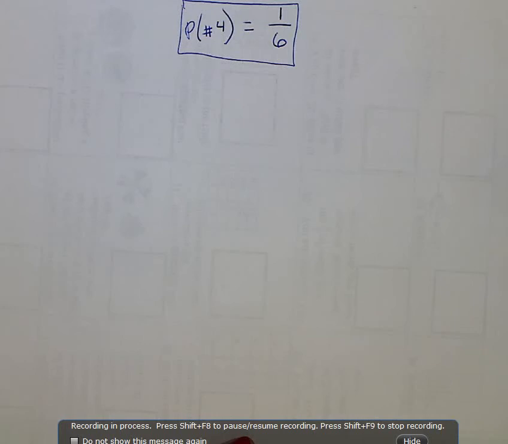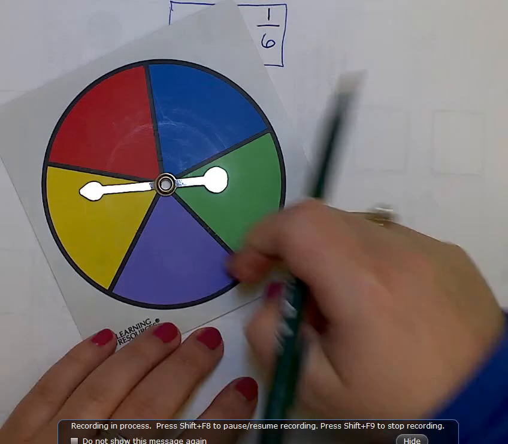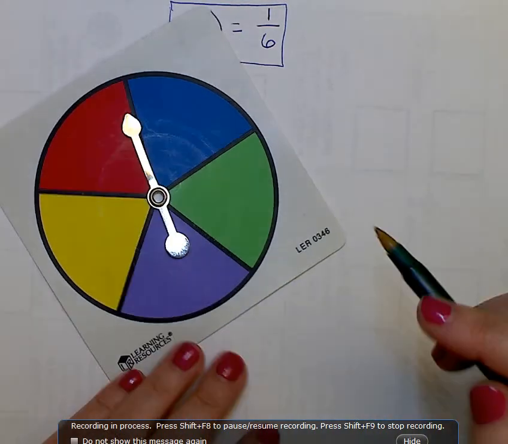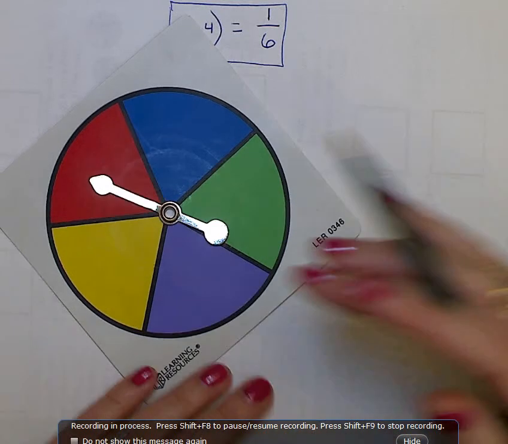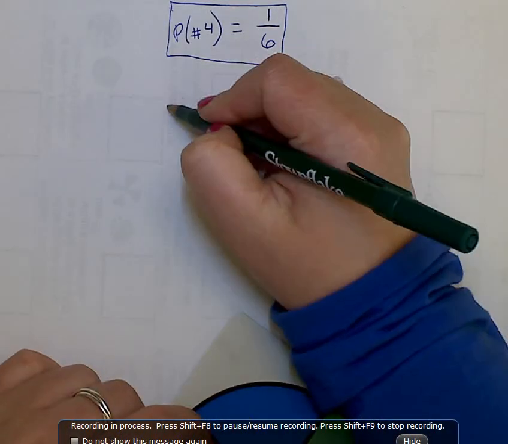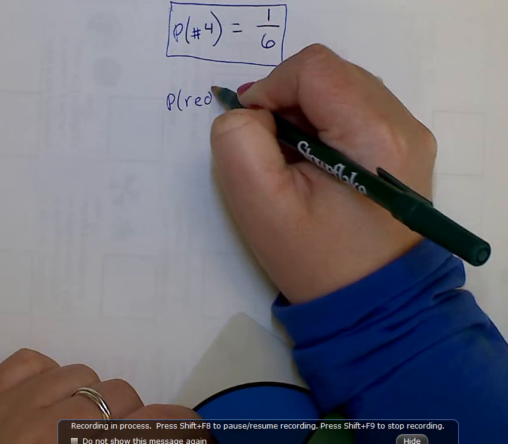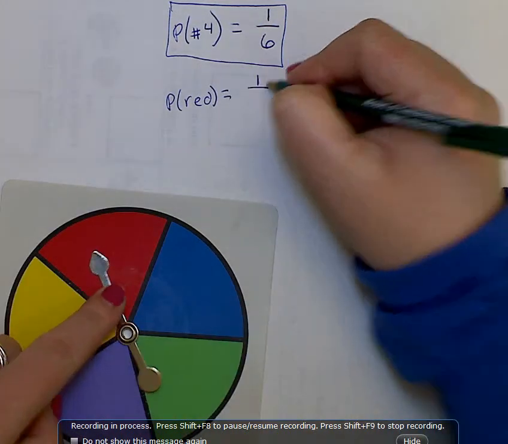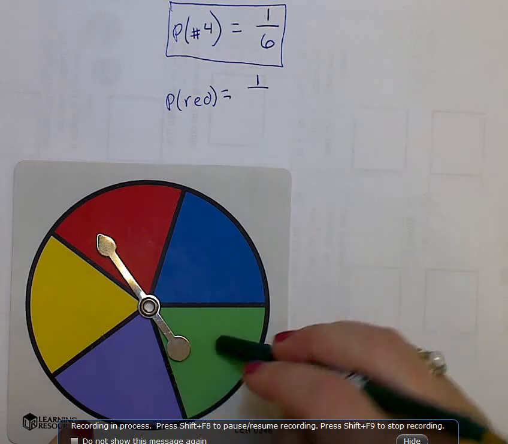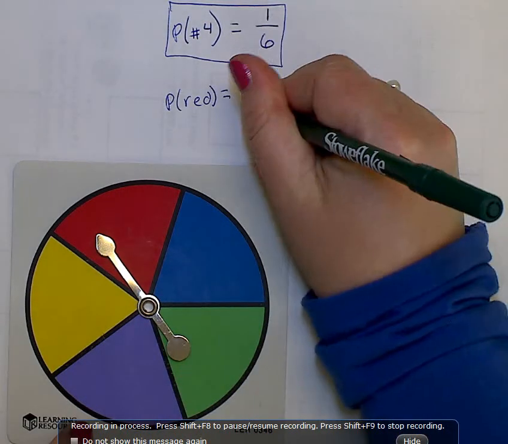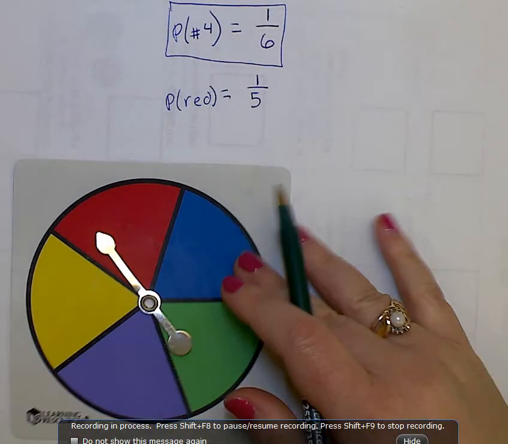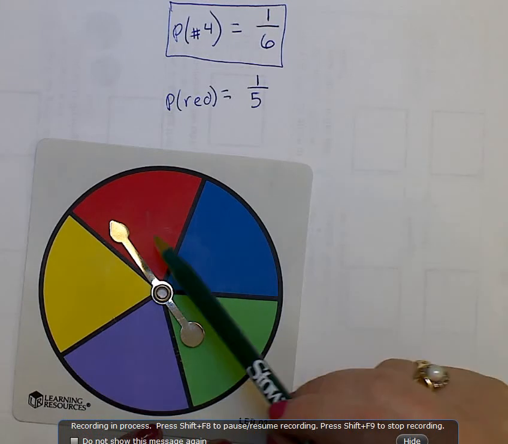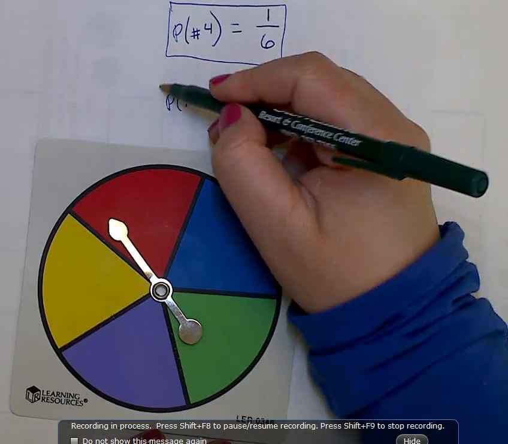Let's say we were spinning the spinner, and I want to know the theoretical probability of landing on the red, for example. So the theoretical probability of landing on a red would be equal to, there's one red section, so that's my numerator, and there's 1, 2, 3, 4, 5 total sections on the spinner. So the theoretical probability of landing on this red would be 1 out of 5.